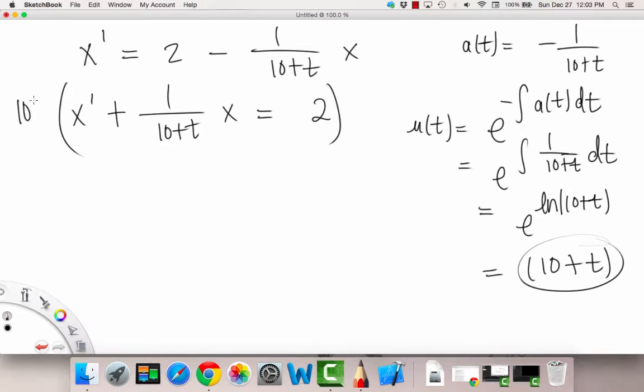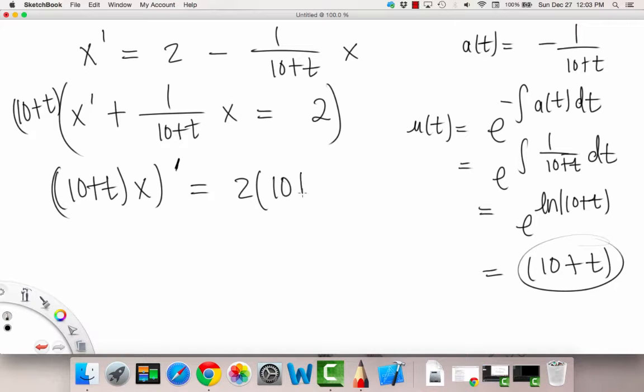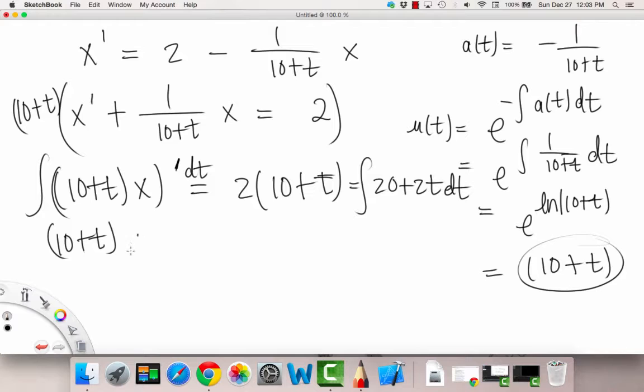So if we multiply by 10 plus t, on the left side we have 10 plus t times x, and then this is all prime. And then we have 2 times 10 plus t. Once we have that, we can simplify the right side, so we have 20 plus 2t. If we integrate with respect to t on both sides, we get the following. This 10 plus t times x just comes out pretty much untouched, and is equal to 20t plus t squared plus c.